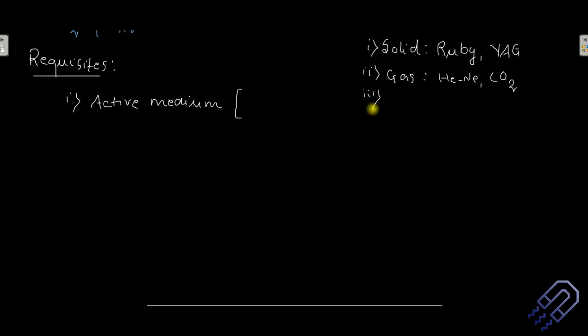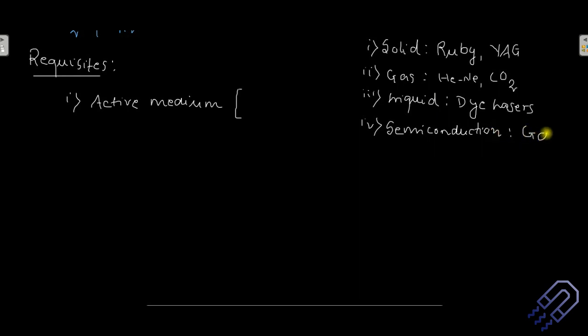The third one would be the liquid laser, or we call it the dye laser. Dye is basically the medium, so dye lasers are an example of liquid laser. And the fourth kind of laser is the semiconductor laser. All of this differentiation is based on the active medium. For the semiconductor laser, we can take an example like gallium arsenide and so on. So we have got the active medium, and these are the examples of the active medium that we have. That's the first requisite.